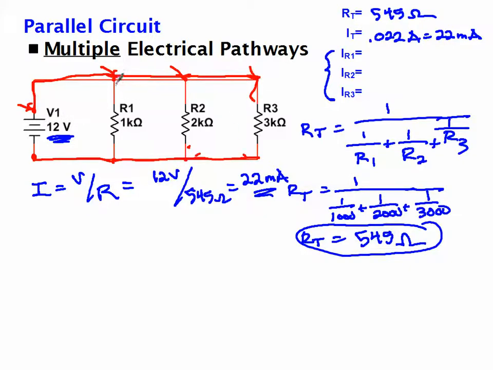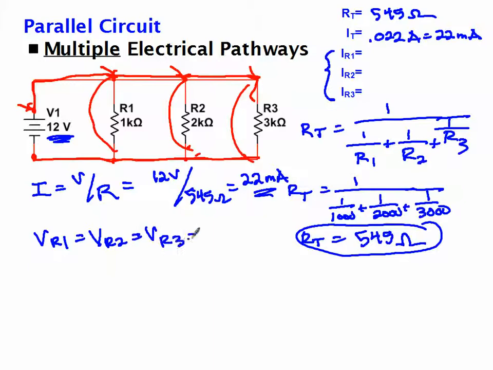So basically, in parallel, as you should know, the voltage across each loop is 12. So the voltage drop across each of these resistors is 12 volts. We can use that to calculate the current because we know that VR1 equals VR2 equals VR3 equals VT equals 12. Voltage is the same across every loop.